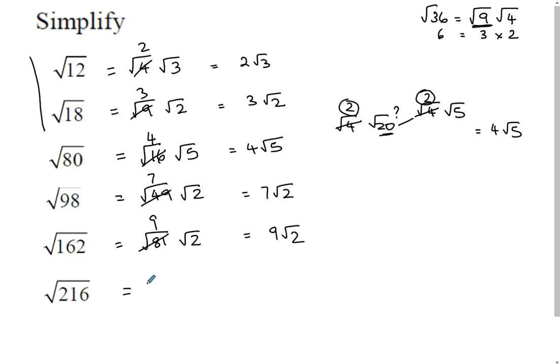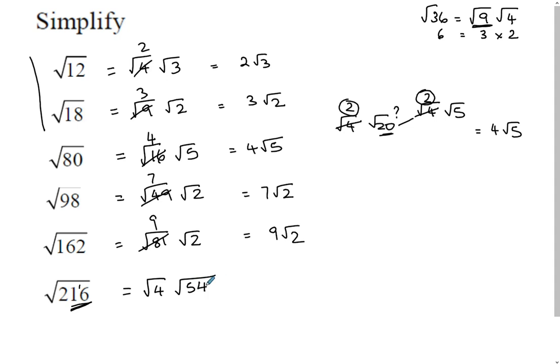216. Okay, let's see. Can we think of anything? I'm just looking at those last 2 digits. Again, I'll discuss that in the next slide. If the last 2 digits can be divisible by 4, that means you can actually divide it by 4. So let's try it. So we've got surd 4, and 4 into 21 is 5, remainder 1, and 4 into 16 is 4.